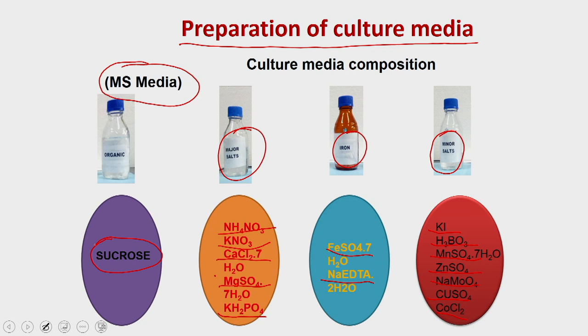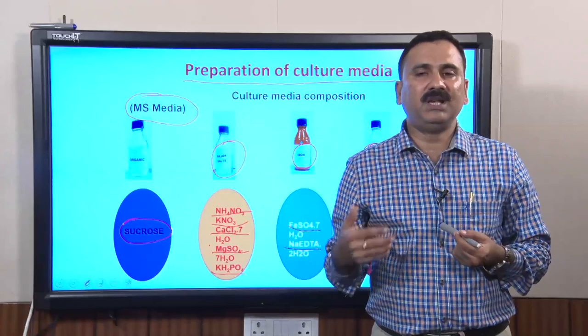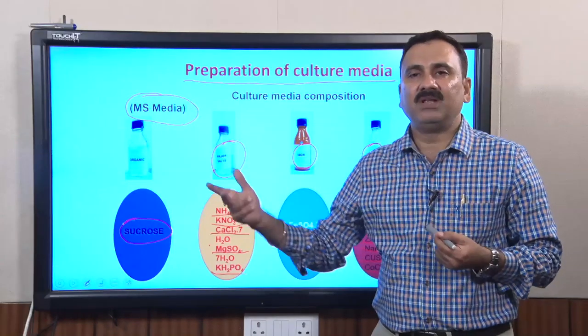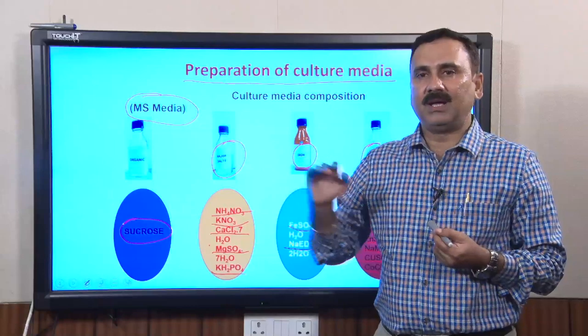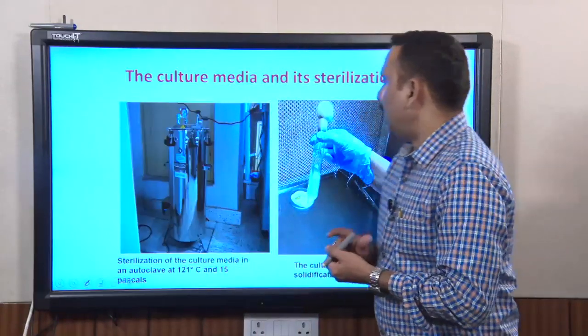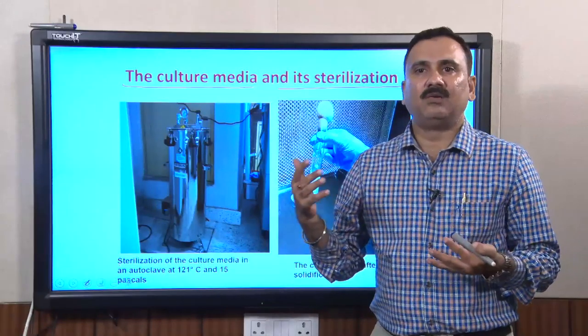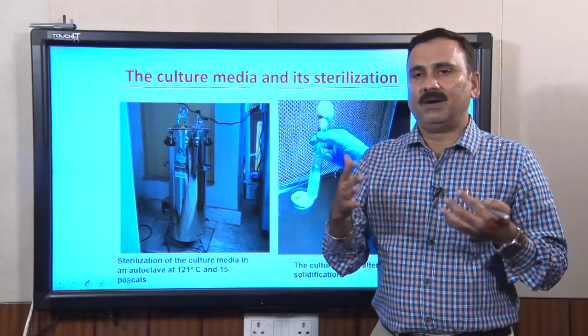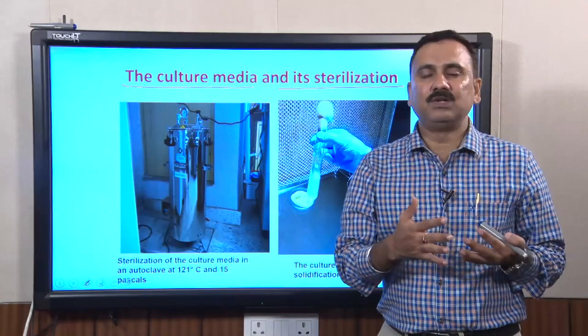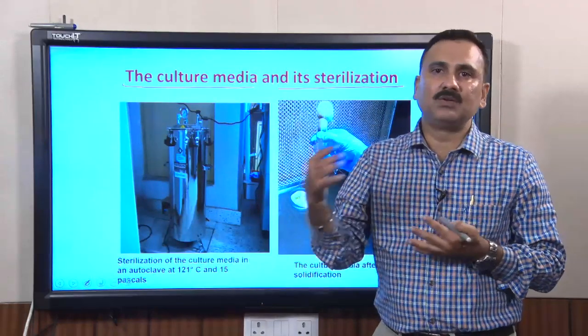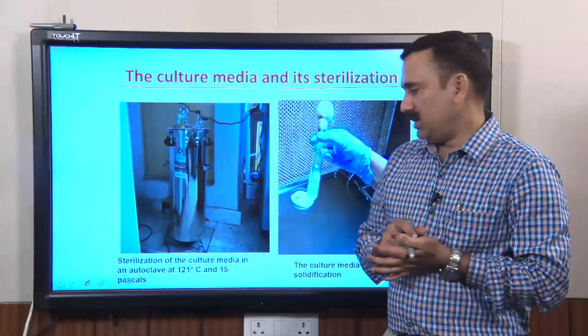Once you prepare the MS media, you can put in a gelling agent, and as a result the MS media is going to form a thick layer. Once you have prepared the culture media, it requires sterilization. If you remember, we have already discussed sterilization in one of the demo videos. So you can use similar procedures to sterilize the media. The only difference is that you don't have to add the sucrose while you are doing the sterilization. You can add the sucrose later on in aseptic conditions.